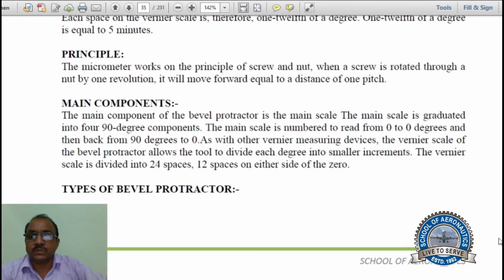Principle. The micrometer works on the principle of a screw and nut. When a screw is rotated through a nut by one revolution, it will move forward equal to a distance of one pitch.